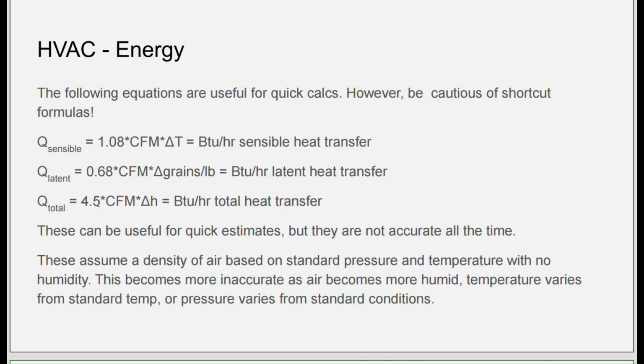The other one here, 4.5 times CFM times your enthalpy difference, gives you your total heat transfer. Again, the only issue here is this 4.5 is assuming your air density is the density at standard air conditions. So the further you are away from 68 F, the less accurate this becomes. Generally, I think these are decent estimates. I think that Q total and Q latent are decent. Sensible, again, it's fine to use, it's pretty accurate, but that's going to be the least accurate compared to these two from what I've found.